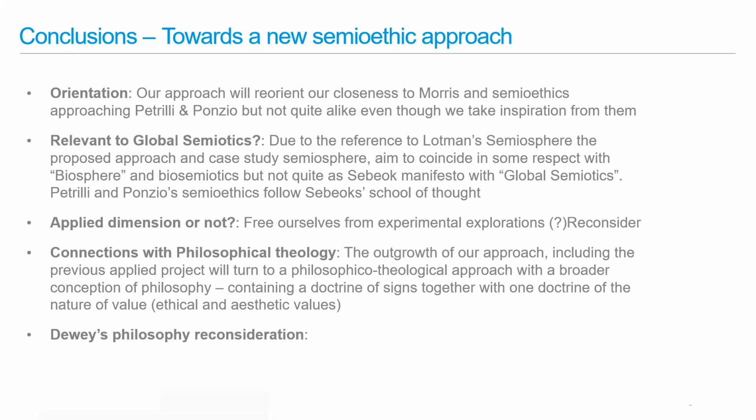The outgrowth of our approach, including the previous applied project, will turn to a philosophical-theological approach with a broader conception of philosophy containing a doctrine of science together with a doctrine of the nature of value, ethical and aesthetic values. Finally, we haven't mentioned specific aspects leading into adverse consequences on Dewey's subjects of influence, like aesthetics and educational philosophy. We need to talk in some detail on this real inversion in science theory and philosophy in general that caused, we believe, a distortion of ethics in Peirce's pragmatism and of semiotics as semioethics, something that will be detailed in our forthcoming paper.